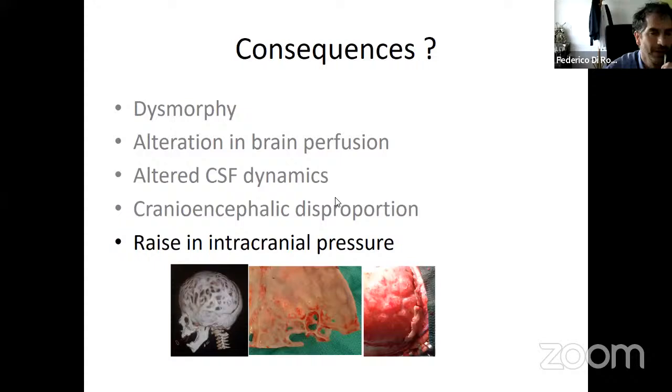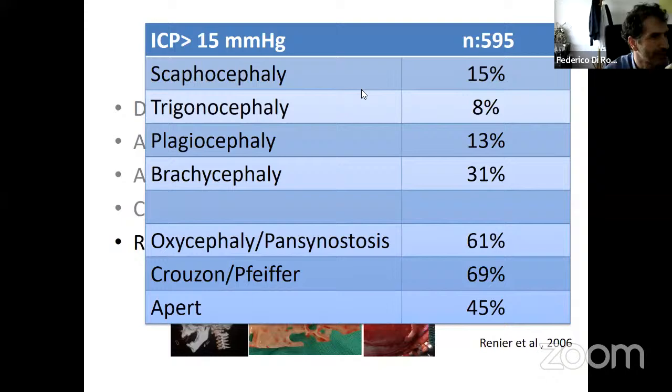When we put a monitor of pressure, a sensor inside the brain, we can record this pressure. We see that the pressure is increased in a significant number of cases of different types of synostosis. So the scaphocephaly is the one I showed you, which is elongated. The trigonocephaly is the one in which the front is a triangle. The plagiocephaly is when one coronal is affected and one side is smaller than the other. And brachycephaly, when two coronals are affected. When all the sutures are closed, or when there are syndromes in which several sutures are closed, you see the risk of having an increase in ICP is even higher.